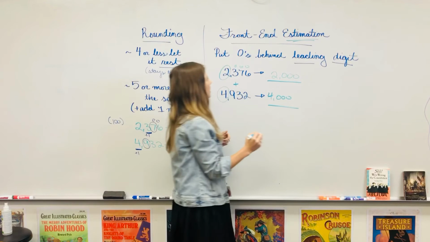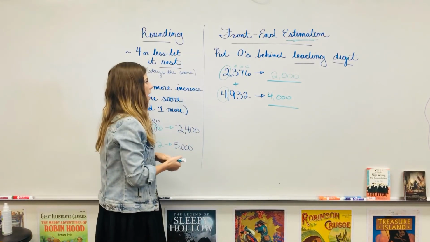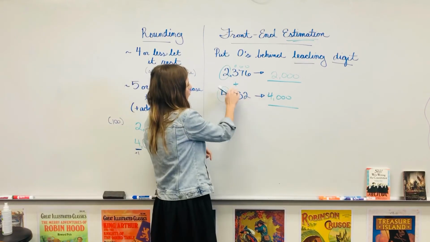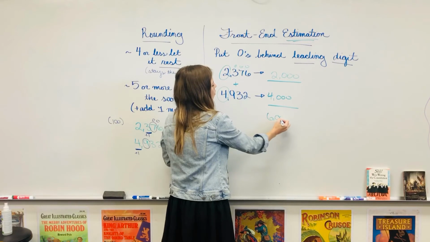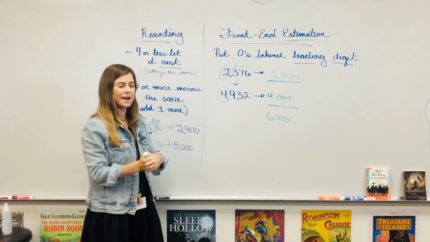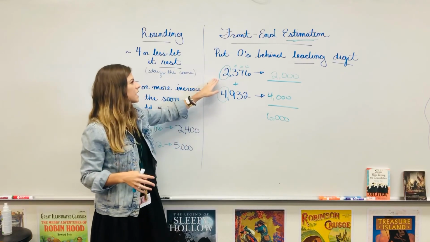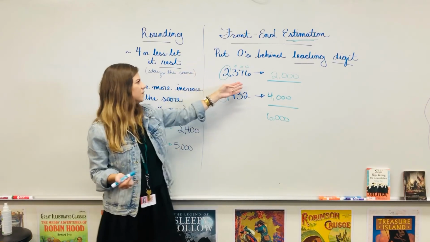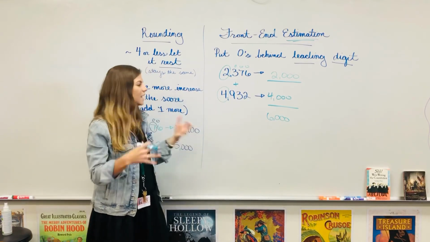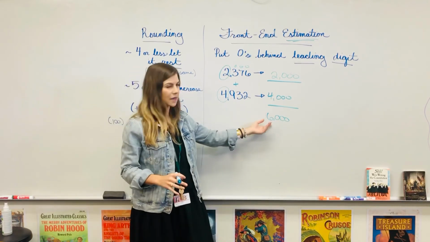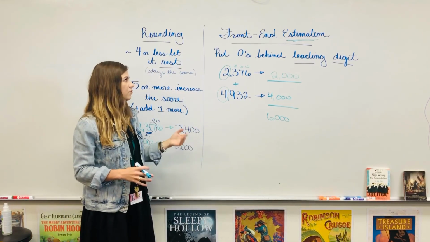And we use front-end estimation a lot of times when we want to add or subtract. So 2,000 plus, we want to add these, 2,000 plus 4,000 is 6,000. If you were just trying to get an estimate, you didn't need an exact answer, you can say, what is 2,376 plus 4,932? Well, it's going to be about 6,000, okay? So that would be your front-end estimation.